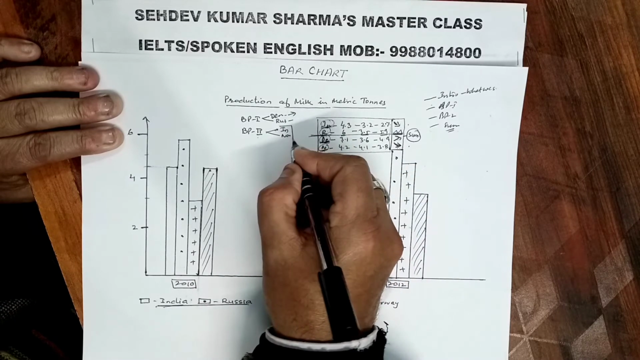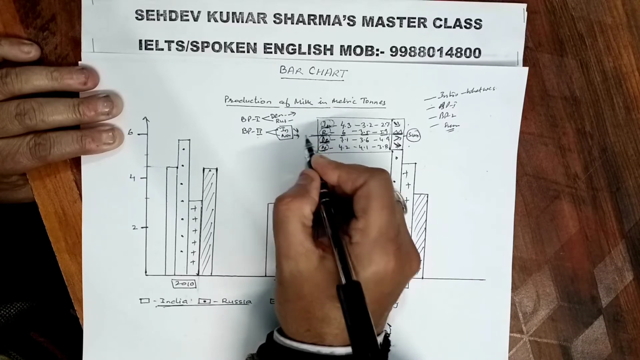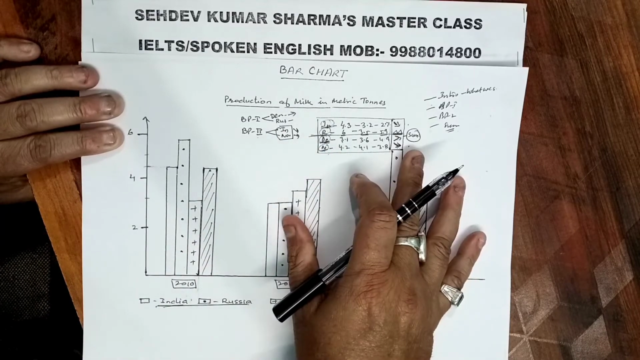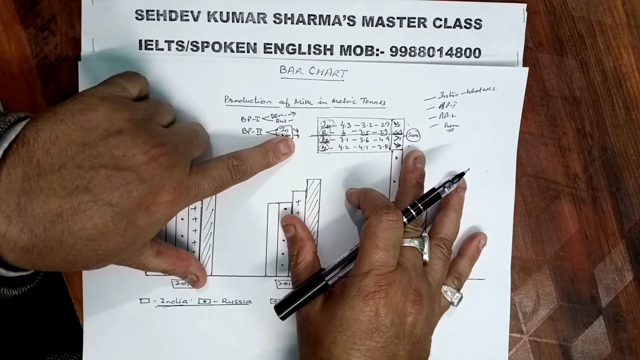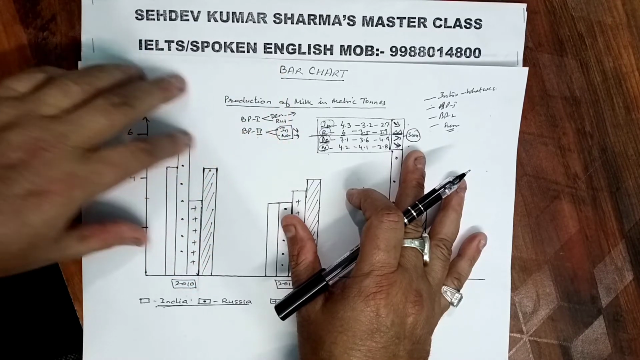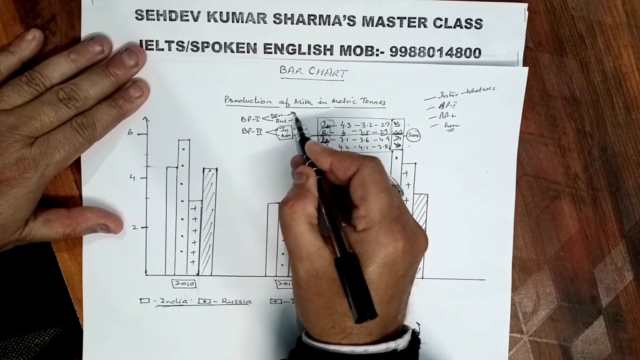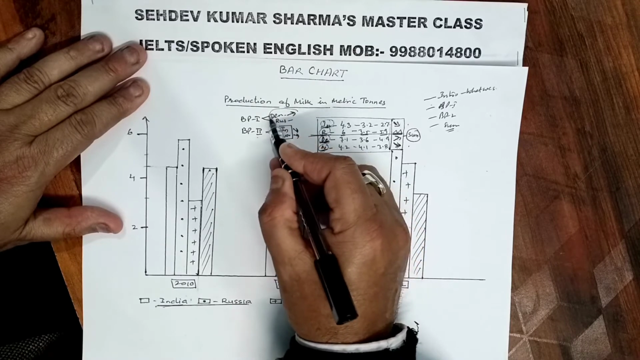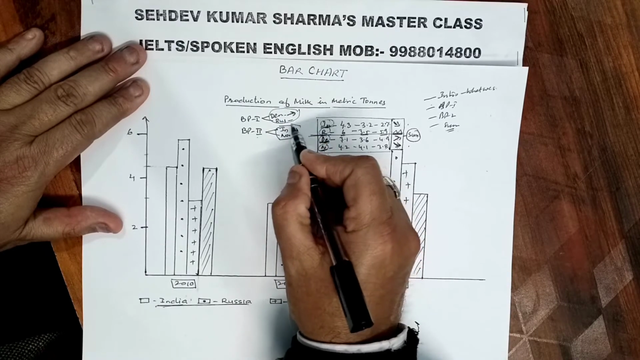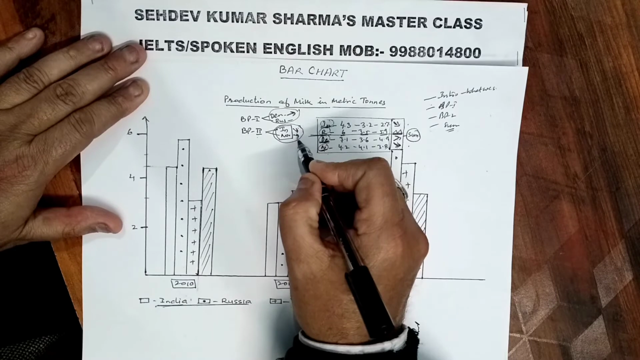Why did I keep these 2? Because both are in a lowering trend. If you analyze the data, the increase will come only once. The increase is coming only in the first BP and both the decreases are coming in the second BP.